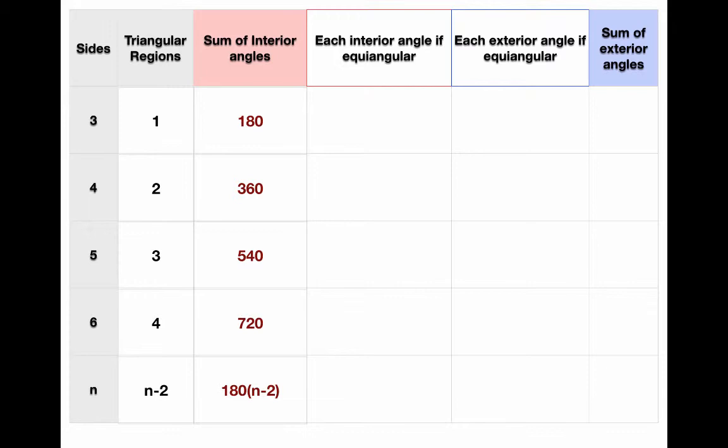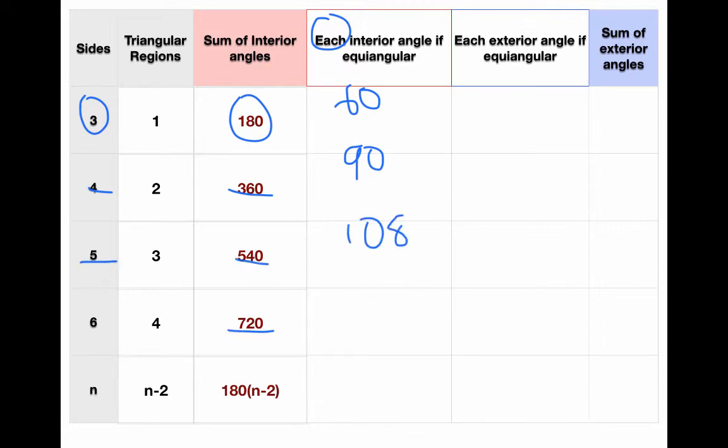Okay. So each interior angle, if it's equiangular, we're going to divide those angles up. 180 divided by 3 gives us 60. 360 divided by 4 is 90. 540 divided by 5 is 108. 720 divided by 6 is 120. And then the fun formula that we've got going on down here is to take that sum, 180 times n minus 2, and divide it by how many there are, divided by n. So that's our formula for each interior angle if it's equiangular.